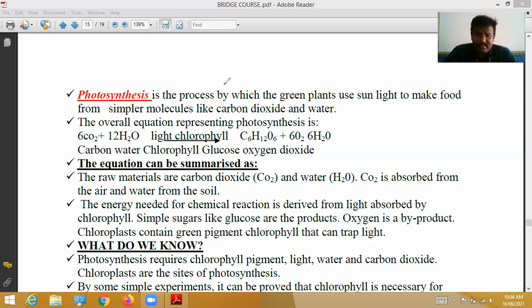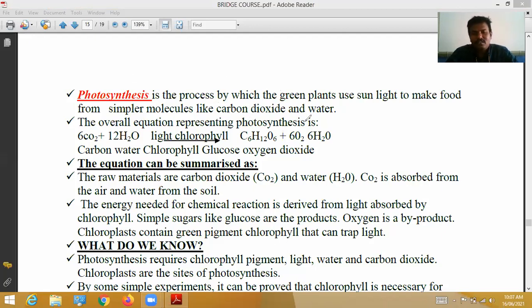See, the basic points of photosynthesis, everybody knows that. So apart from that, some deeper points related to PUC level, those concepts we will discuss in this class. First of all, everybody knows that photosynthesis is a process by which green plants use sunlight to make food from simple molecules, like carbon dioxide and water. From carbon dioxide and water, they prepare food material. That phenomenon is called photosynthesis.